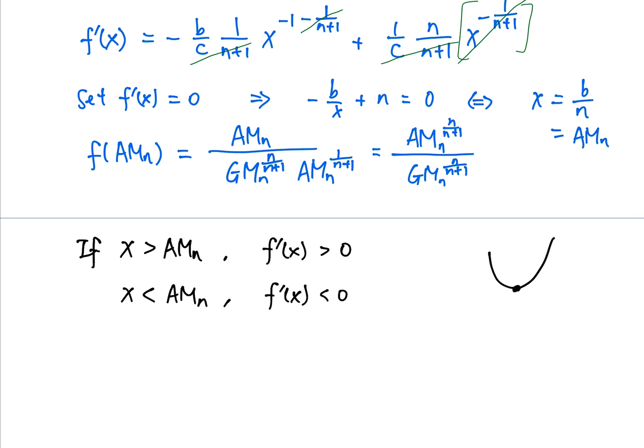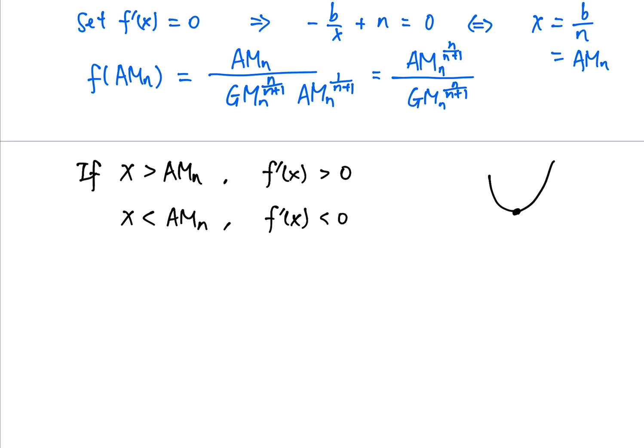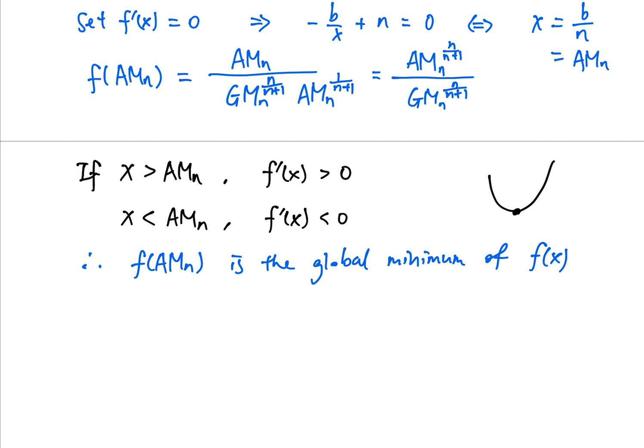So this makes a global minimum point. So we can draw the conclusion that this value is the global minimum of f(x). And by definition, it means that f(x) is greater than or equal to f(a_m) for all x.